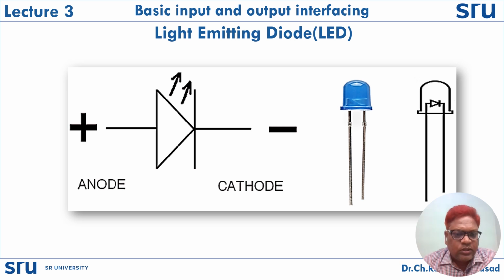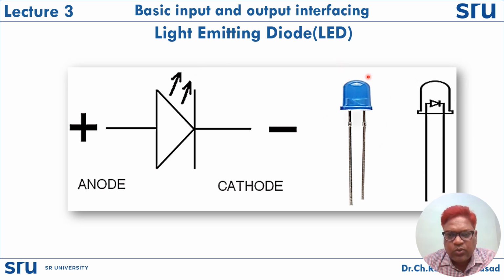So here you can see the symbol of a light emitting diode. It has two terminals, named anode and cathode. The outward arrows indicate that light is emitting from the diode. We all know that when we forward bias a diode, current flows. But in the case of a light emitting diode, when we forward bias it, light is emitted from the LED.